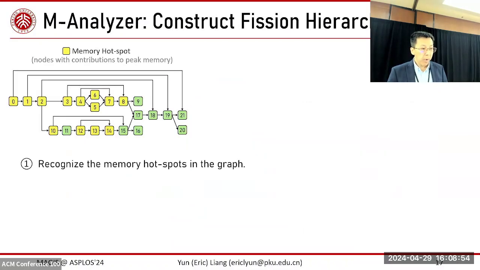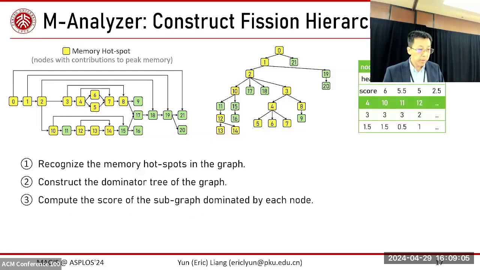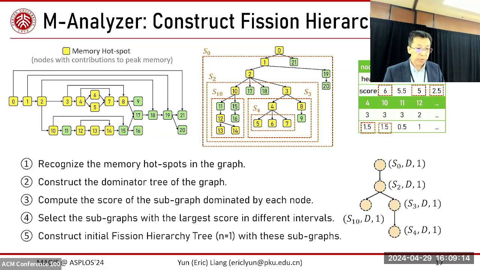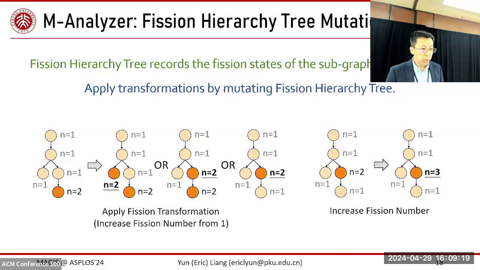Next, we will construct a Fission hierarchy tree. It works like this. First, we recognize the memory hotspot in the graph. Then we construct the dominator tree of the graph, compute the score of the subgraph dominated by each node, select the subgraph with the largest score in different intervals, and finally construct the initial Fission tree. This example shows that we don't need to physically change the graph; we just use this Fission hierarchy tree to record all the transformations.